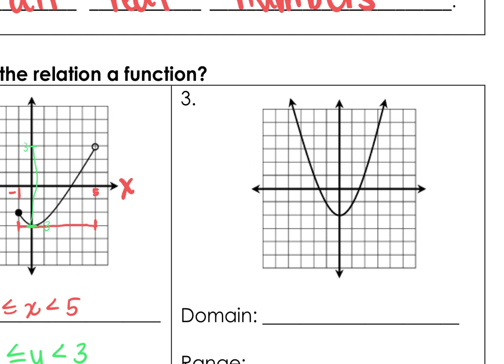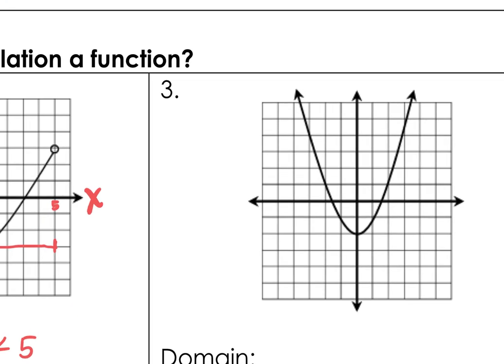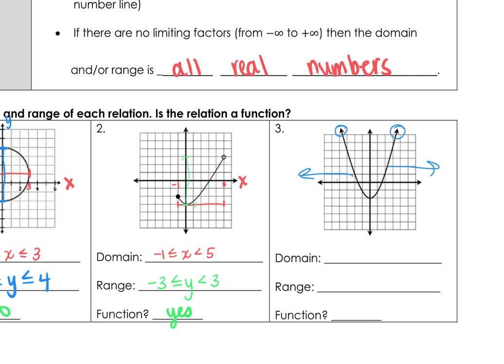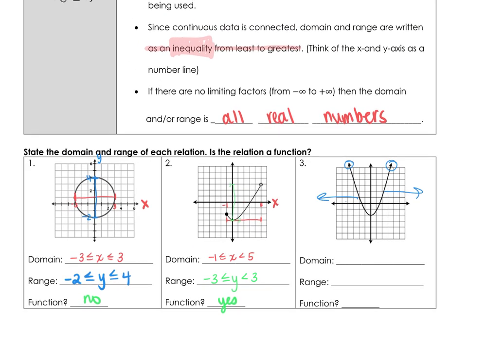So when I'm looking left and right, there are no endpoints. This arrow, it's going to keep stretching this way. This arrow, it's going to keep stretching to the right. So this domain is an example of something that has no limits. It's going to keep going left. It's going to keep going right. Therefore, the domain of this U-shaped graph is going to be what? All real numbers. Very good. So this domain is all real numbers.